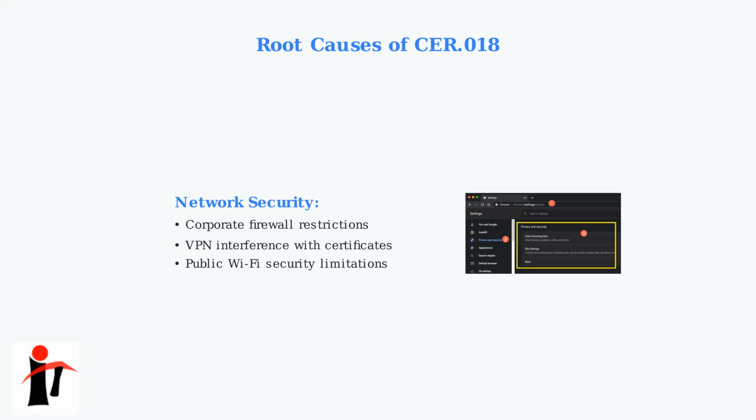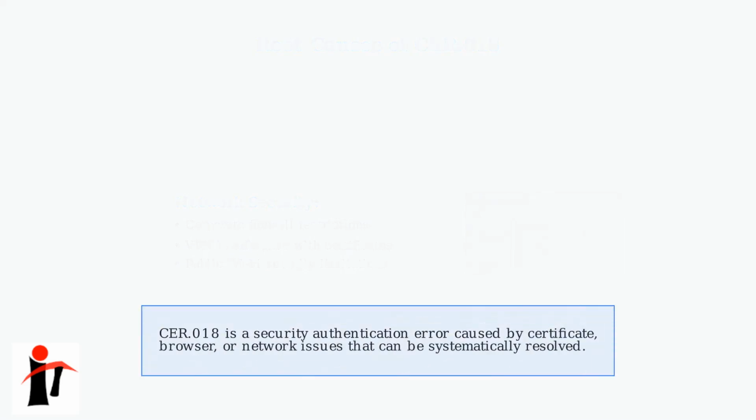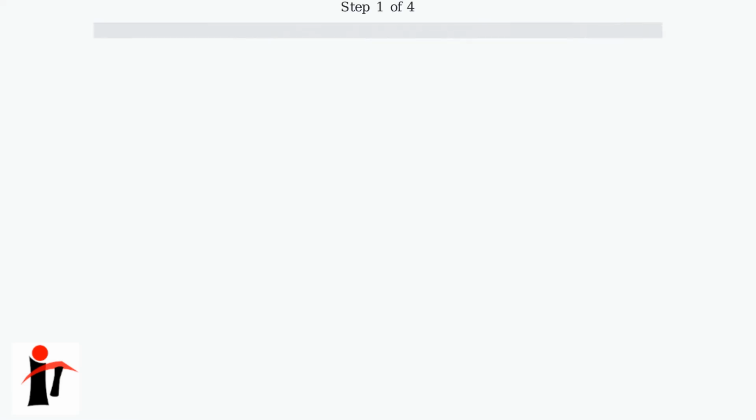Browser privacy and security settings play a crucial role in maintaining secure connections to CRA services. CER.018 errors, while frustrating, are typically resolvable once you understand their underlying causes. The key is systematic troubleshooting based on these root cause categories. Now we'll walk through the complete step-by-step process to fix CRA Error CER.018. We'll start with the most common solutions that resolve 85% of cases, then move to advanced techniques.